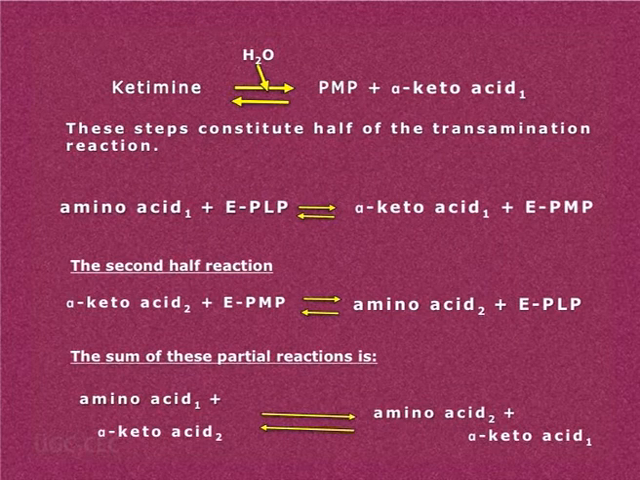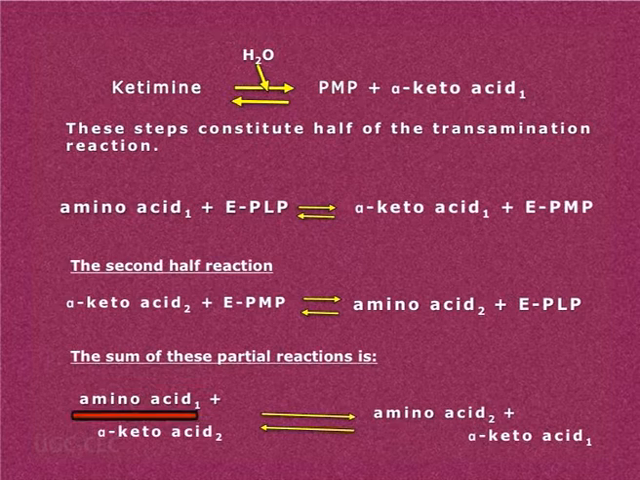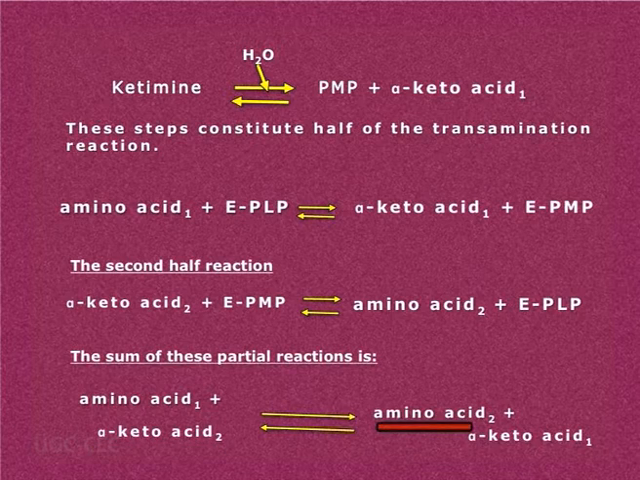To summarize the second half, it is the reaction between alpha keto acid 2 and enzyme-bound PMP to generate amino acid 2 and enzyme-bound PLP. The sum of these partial reactions is the reaction between amino acid 1 and alpha keto acid 2 to generate amino acid 2 and alpha keto acid 1.